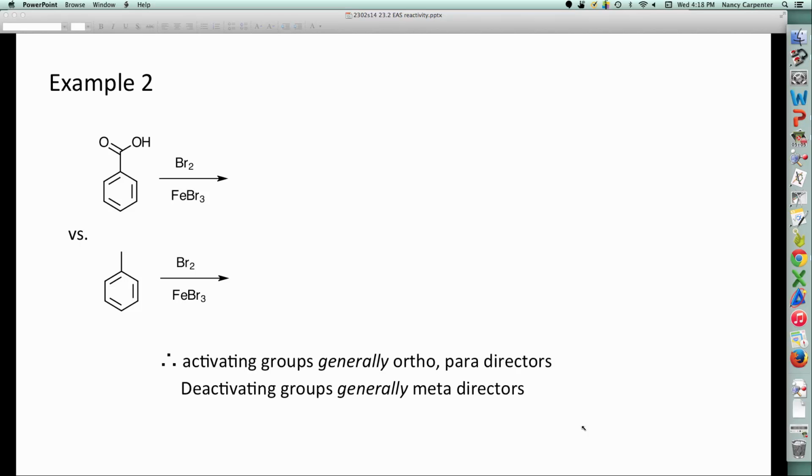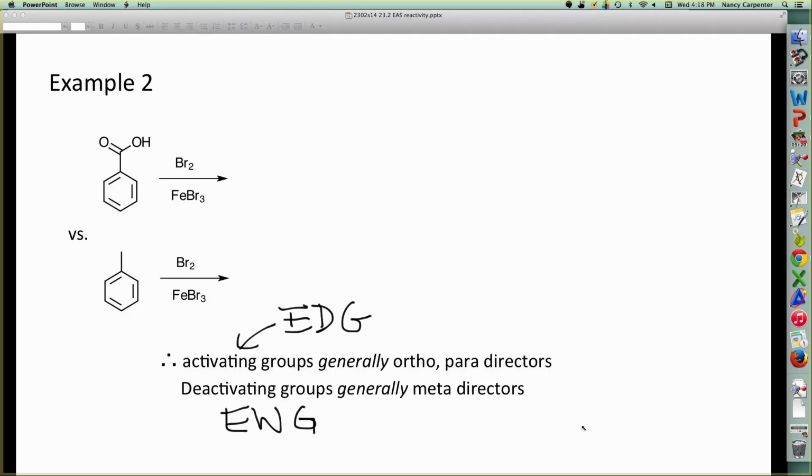So, in general, activating groups are the groups that are pushing electron density into the ring, and as we've already seen, those are generally ortho-para-directors. And deactivating groups are those electron withdrawing groups, which I would abbreviate EWG, electron withdrawing groups, and they're typically meta-directors. So these are our electron donating groups, electrons being pushed into the ring.